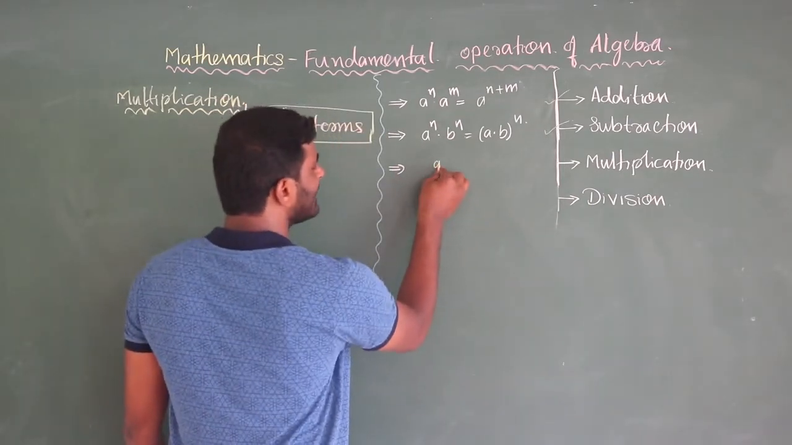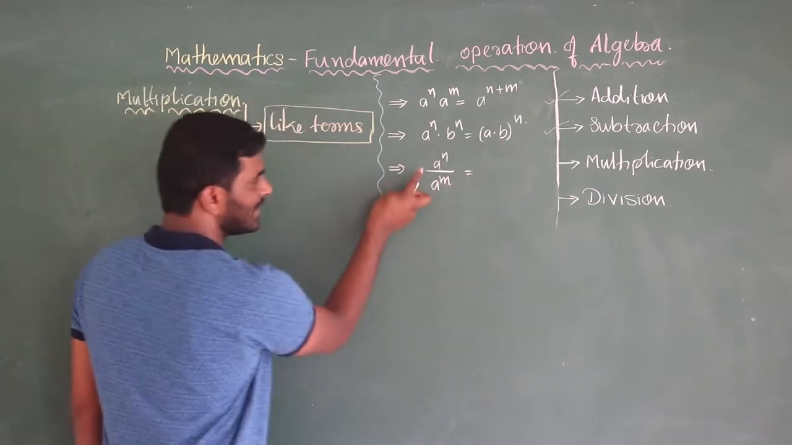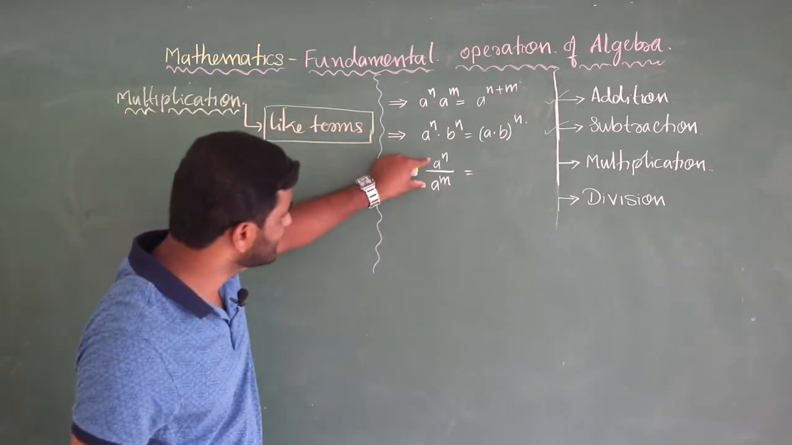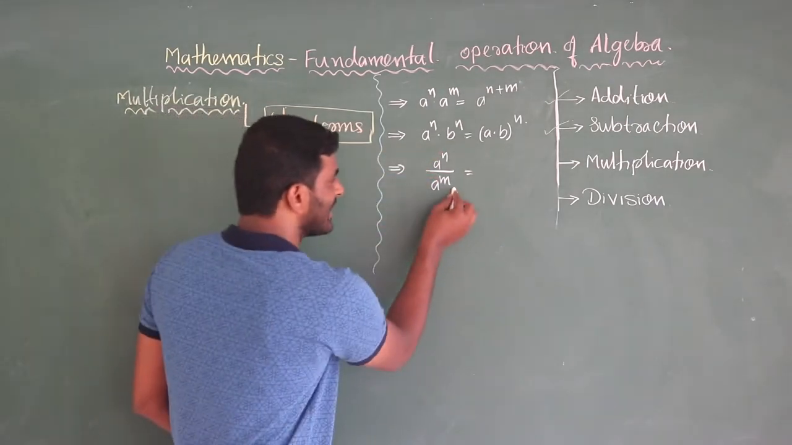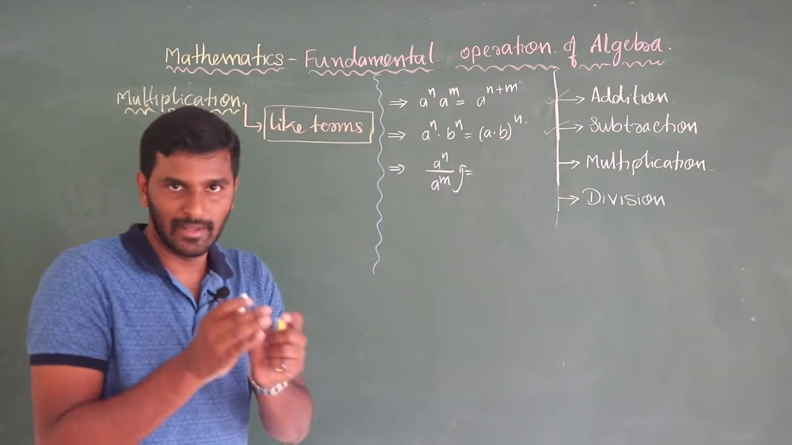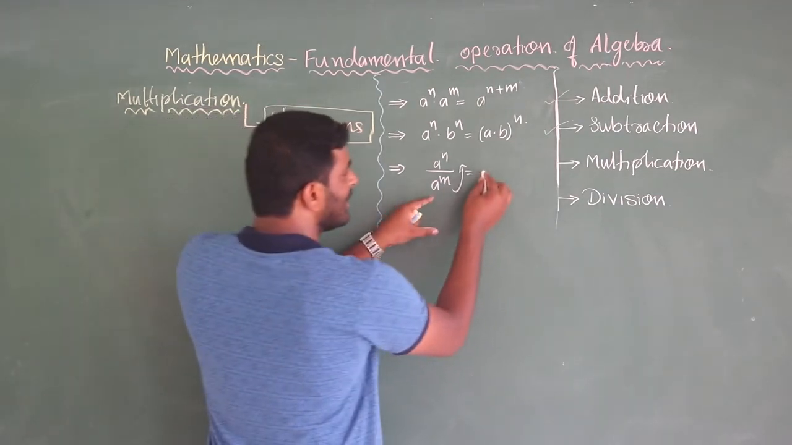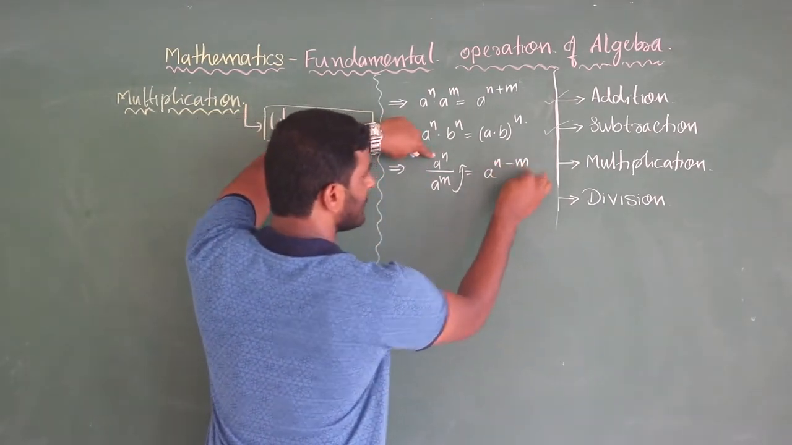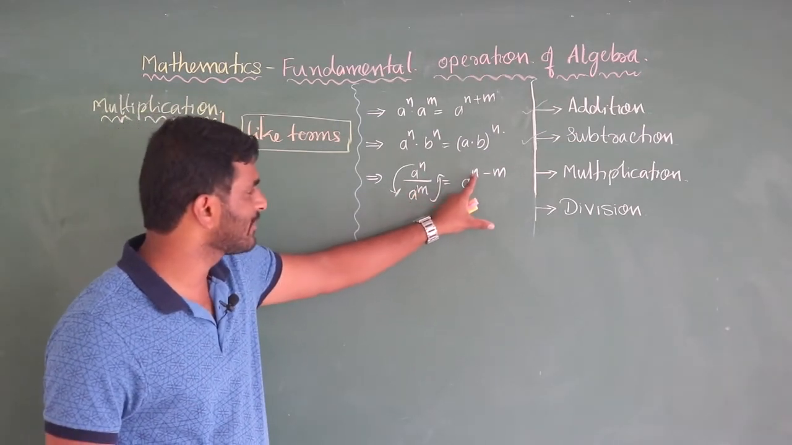So a to the power of n divided by a to the power of m. Here the base is same and exponents are different. Hence in this case we take a to the power of n in the numerator, write the base as it is, and n minus m. a to the power of n divided by a to the power of m is equal to a to the power of n minus m.